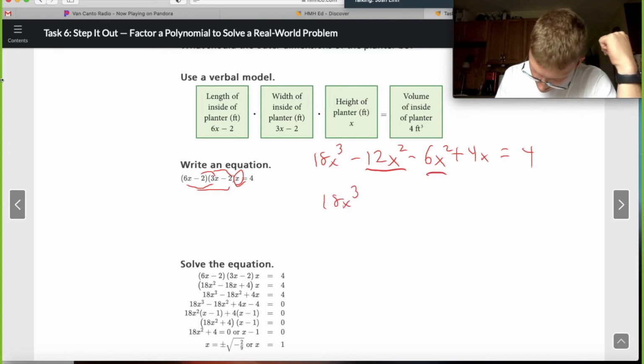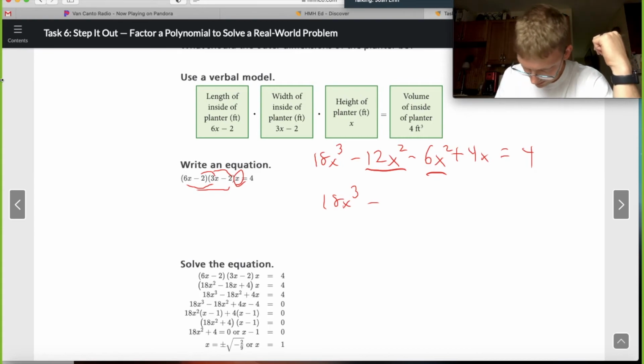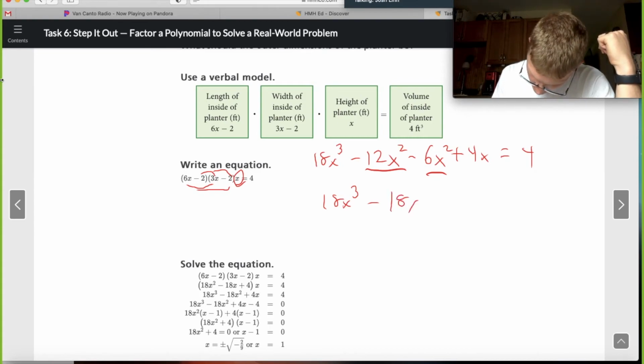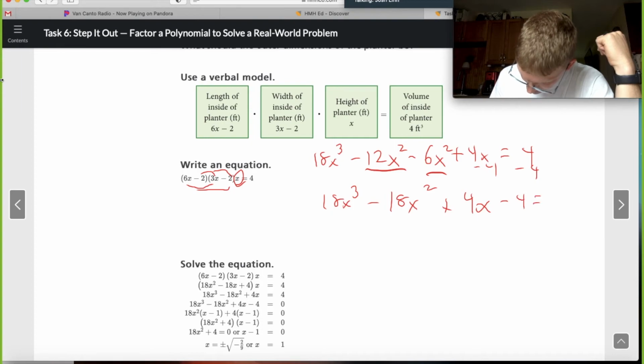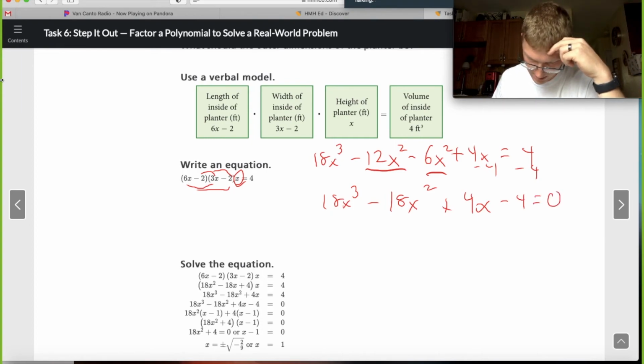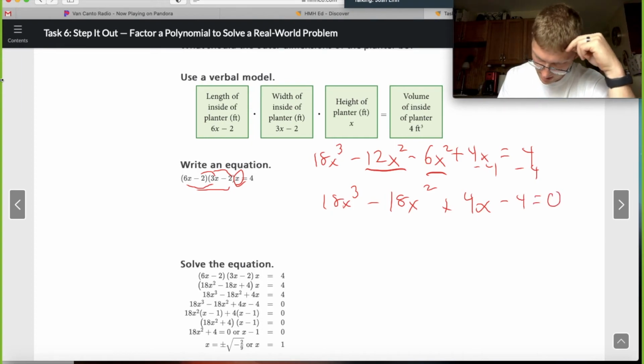18x cubed minus 18x squared plus 4x, and then I'm just going to subtract 4 from both sides so that I have minus 4 equals 0. So I did several steps right there, but here we are if you're following along in the book.